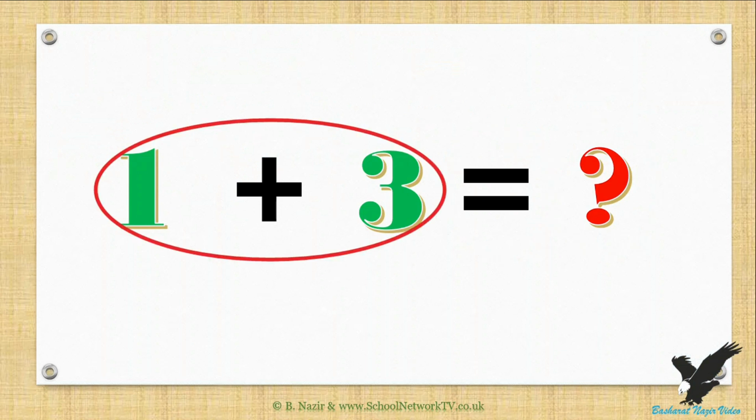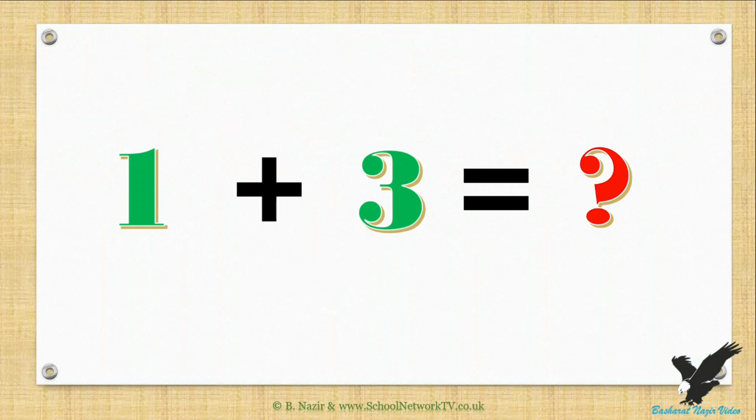A left side, which can have numbers, signs, and letters. In this equation we just have numbers and a sign. A right side, which can also have numbers, signs, and letters. In this equation we just have a question mark.